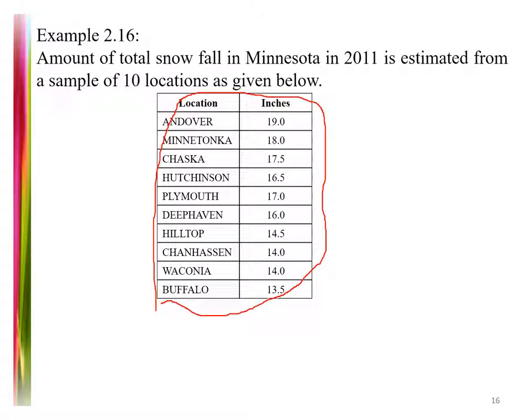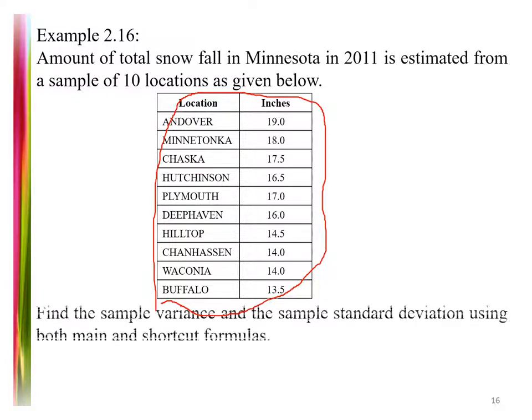Suppose in this case we have two different equations, and I'm going to discuss each situation. First we will apply the first formula, and later we will apply the second formula, and definitely we will get the same answers in each situation. The question: find the sample variance and sample standard deviation using both the main and shortcut formulas. The main formula means our initial formula, and the shortcut formula is the second formula.